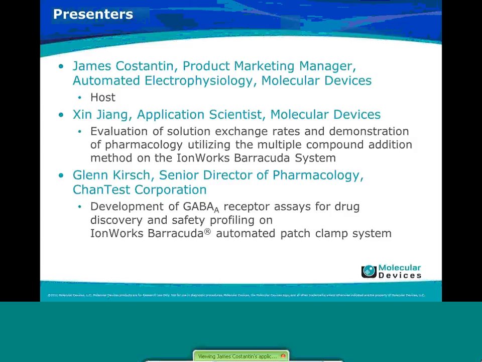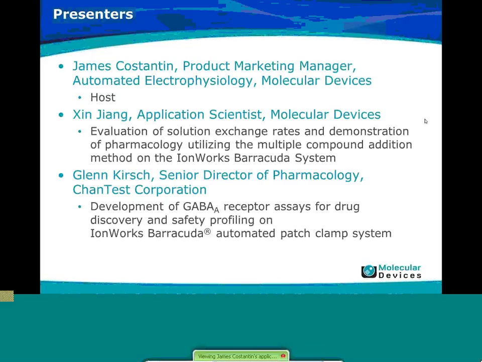Today we have Xin Zhang with us, our application scientist at Molecular Devices. He'll be talking about solution exchange rates and the complete exchange of solution in the recording chamber. And Glenn Kurtz will also be joining us from Chantest Corporation, discussing a GABA assay that they've developed in-house. So we'll go ahead and get started with Xin first here. And Xin, I'm going to go ahead and unmute you and pass you the ball.